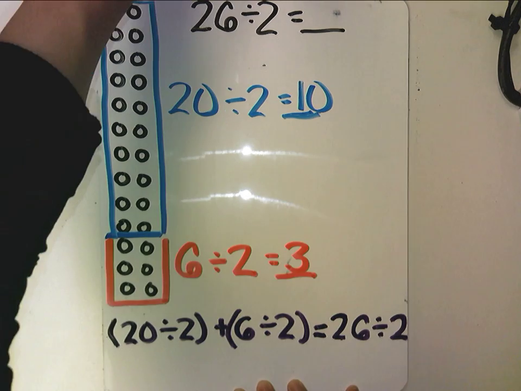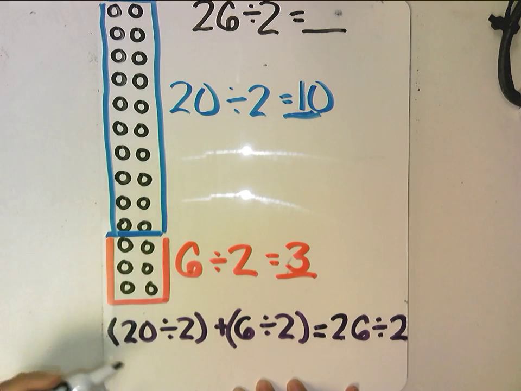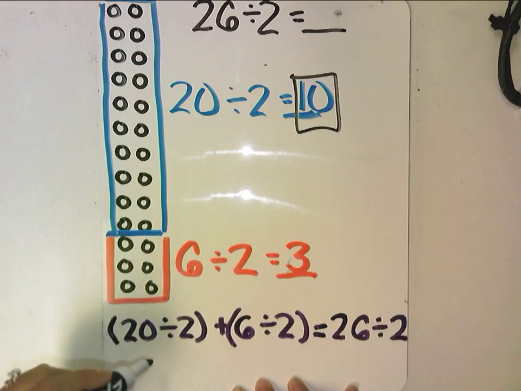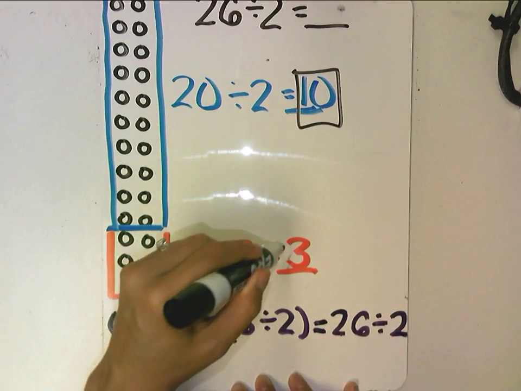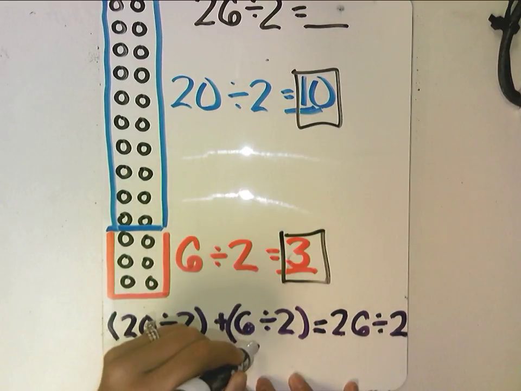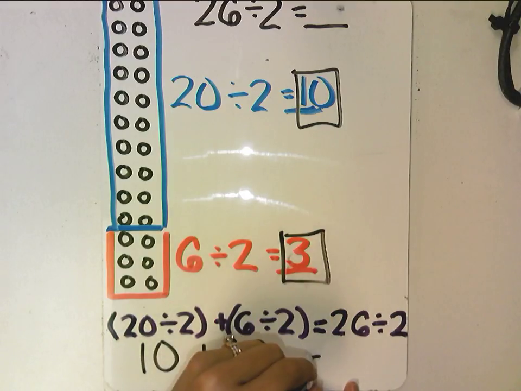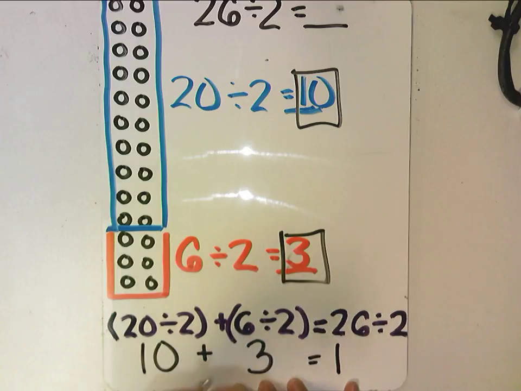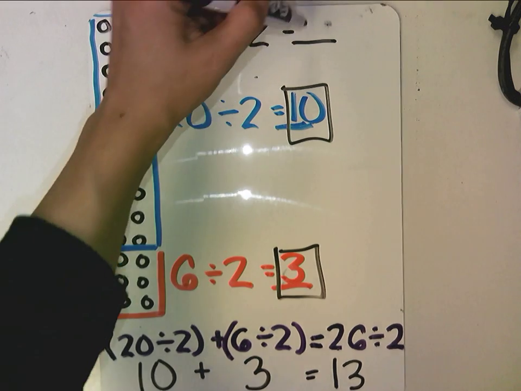Now we need to write our answers. Well, we know 20 divided by 2. We know that answer right here. 20 divided by 2 is 10. Plus 6 divided by 2, that is 3. 10 plus 3 equals 13. So we know 26 divided by 2 equals 13.